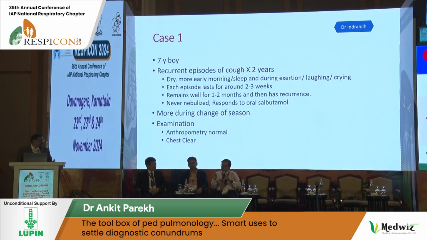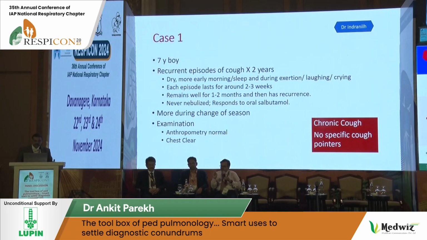So yes, we should do a chest X-ray, but the most important thing: in a 7-year-old child who can do a spirometry, documentation by spirometry is very important, and see the bronchodilator reversibility, and then we can move forward. But when we see, again, the differentials are there.